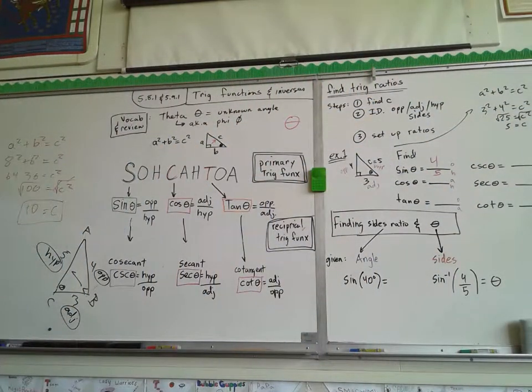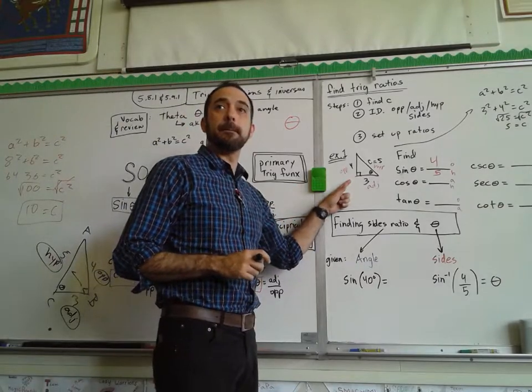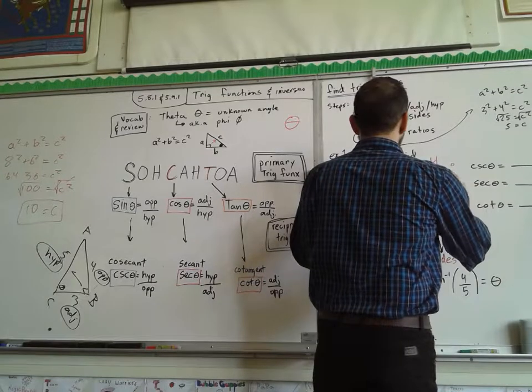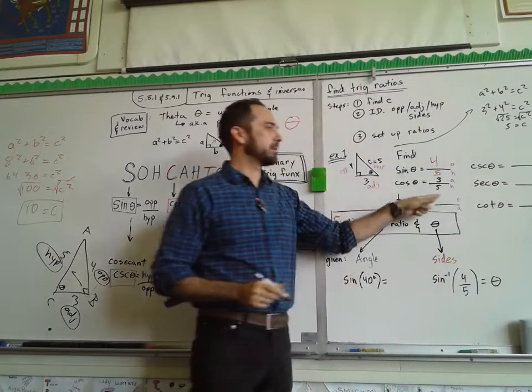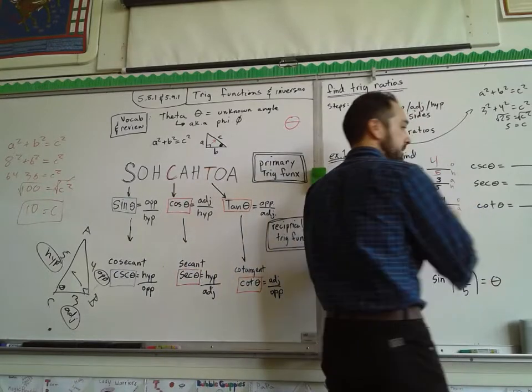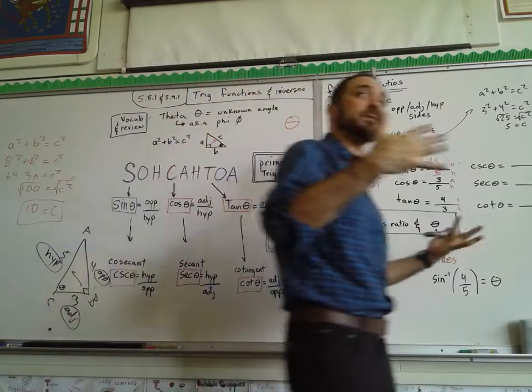How about the cosine of theta? What values am I going to put in based on this triangle? Okay, adjacent is 3, hypotenuse is 5. How about tangent? What am I going to put here? 4 over 3. All right, thumbs up, sideways, or down for putting in the ratios. Good so far, right? It's not so bad.